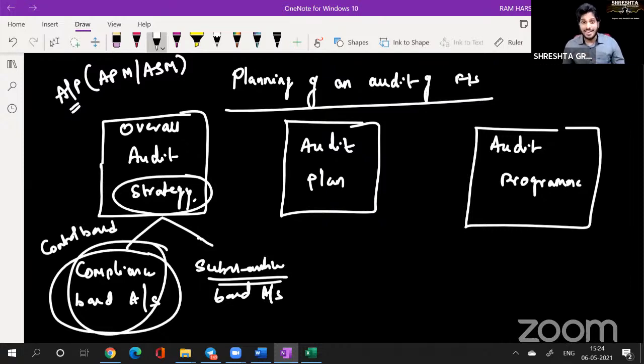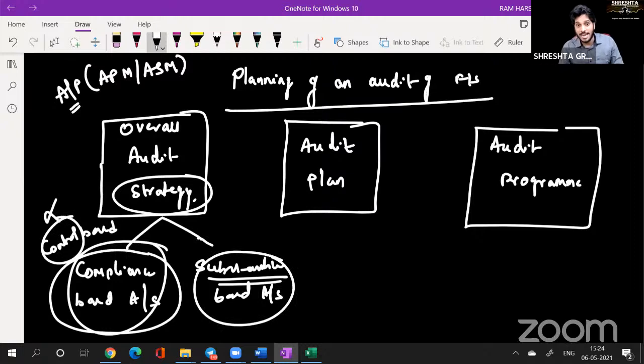Whereas in an organization where the controls are weak, where the controls are not that reliable, or the organization is not mostly dependent on information technology and is executing all the transactions using manual processes, there we may follow a substantive based audit strategy, where we give major importance to test of details rather than controls, policies and processes. So audit strategy can be two ways.